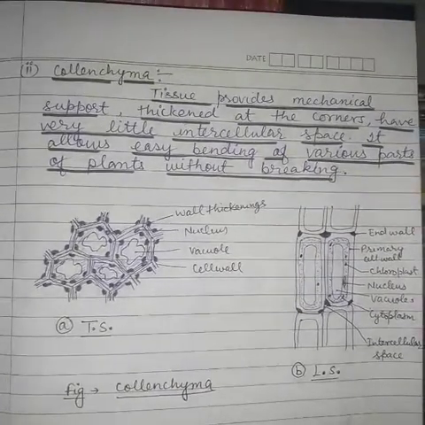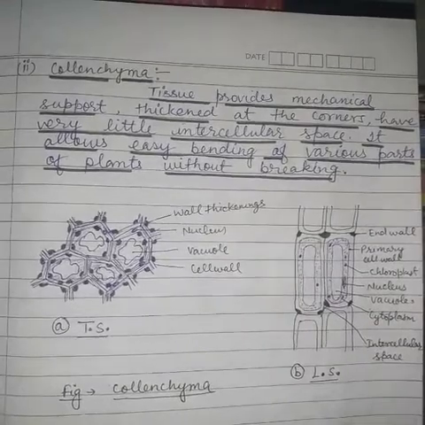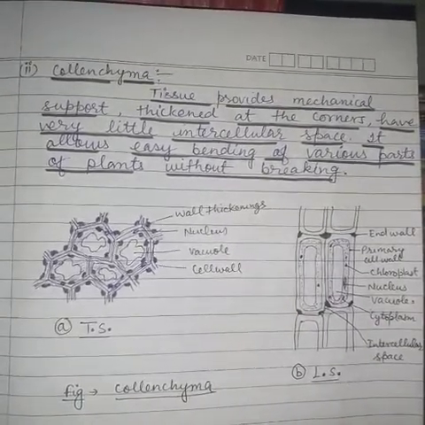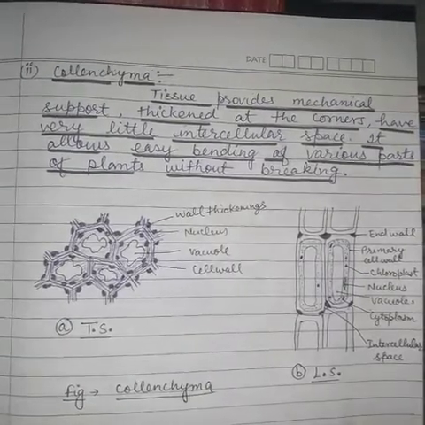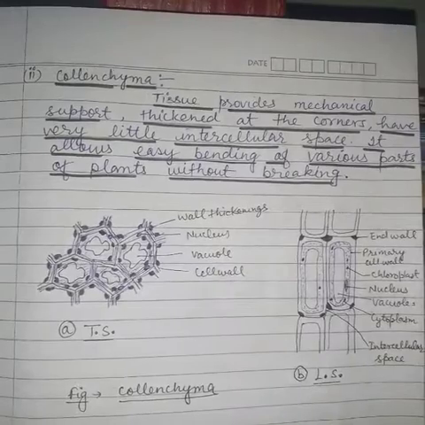In longitudinal section, end walls, meaning between two cells, are called end walls. Primary cell wall, chloroplast, nucleus, vacuoles, cytoplasm, and intercellular space.